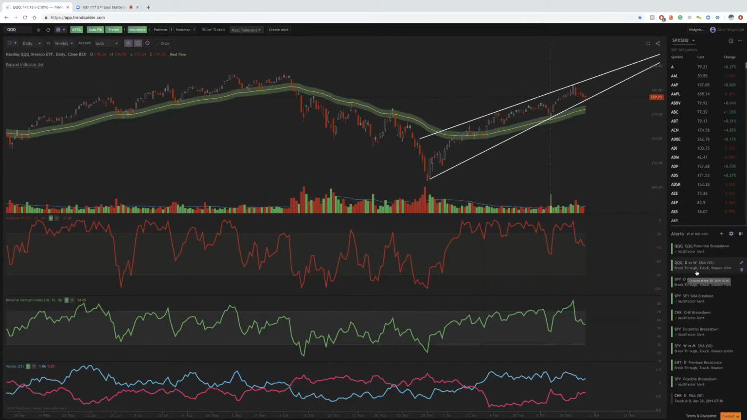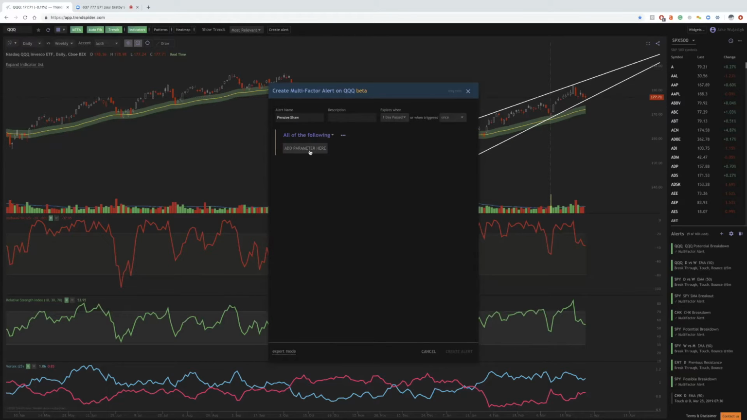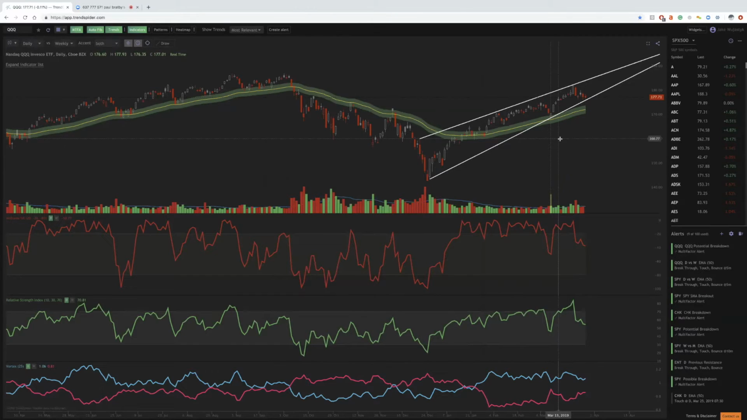Now, in this case, if you wanted to do a different time frame, you can always go to create alert, create a multi-factor alert, and create any time frame here by going to expert mode, creating the condition, and then any time frame is going to show up. So you can get pretty robust with this system, and so that's how I'm using it with SPY and QQQ.